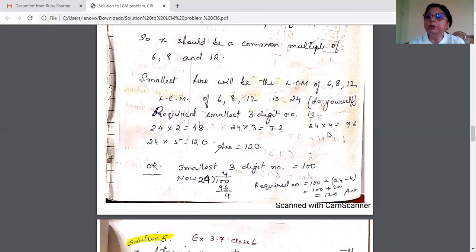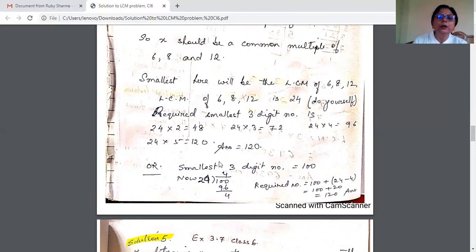Then you find the fourth common multiple. Then you find the fifth common multiple. So here you are getting a 3-digit number. So this is the smallest number, not LCM.